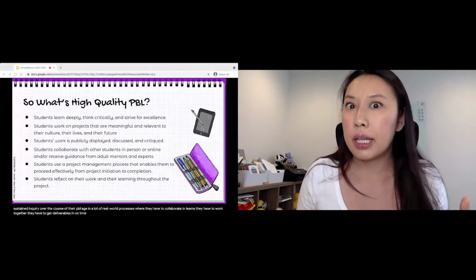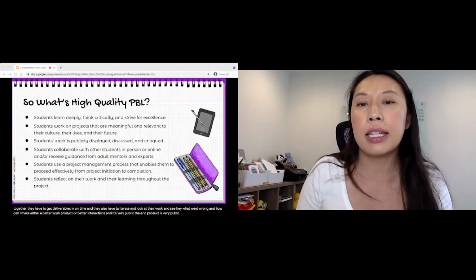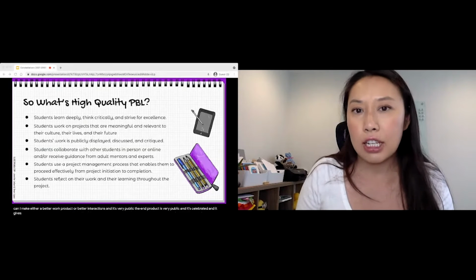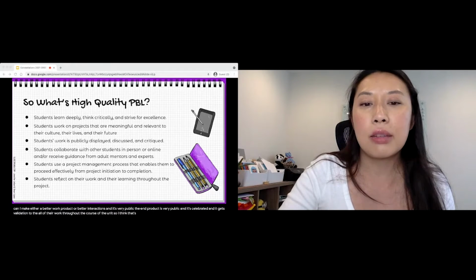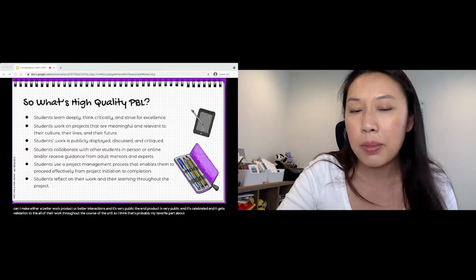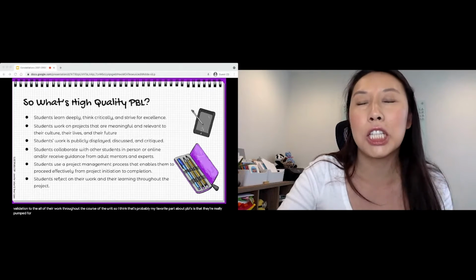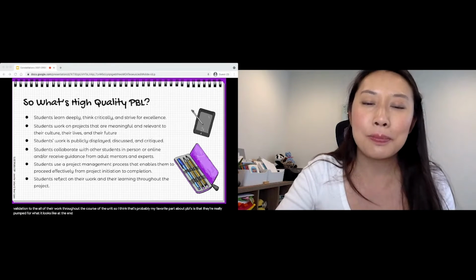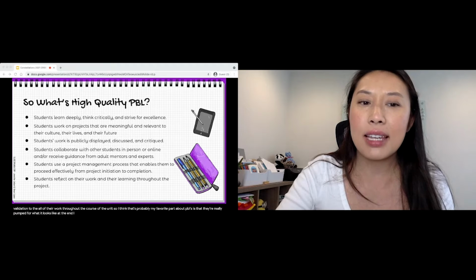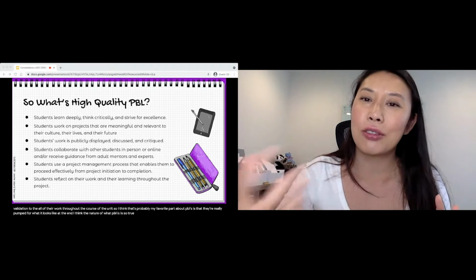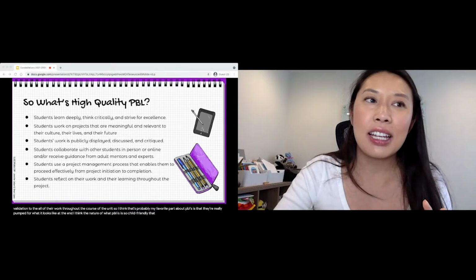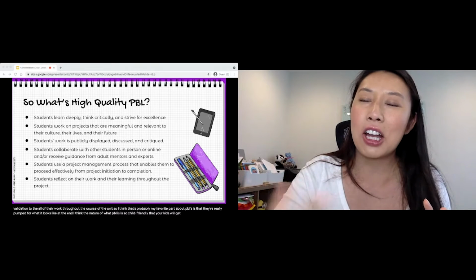The end product is very public, and it's celebrated, and it gives validation to all of their work throughout the course of the unit. I think that's probably my favorite part about PBLs, that they're really pumped for what it looks like at the end. The nature of PBL is so child-friendly that your kids will get 100% sucked into this.